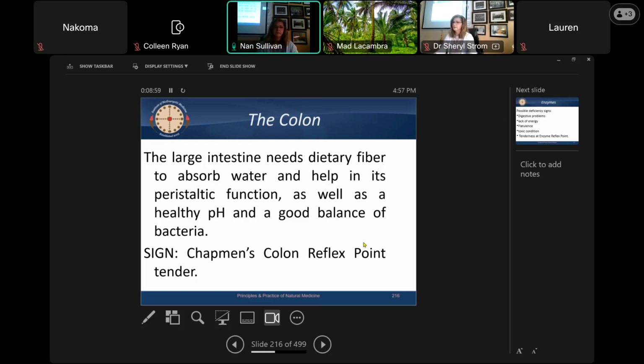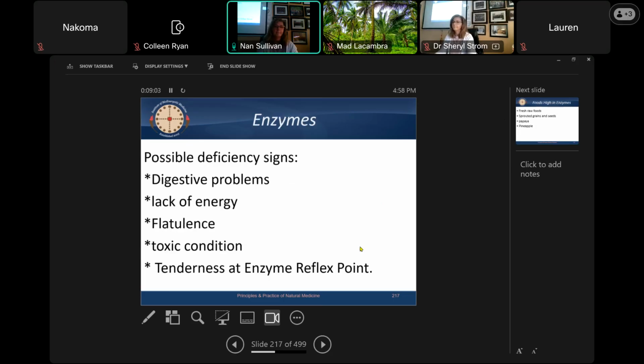Okay, let's see. They could also have enzyme deficiencies, and they could have problems with digestion, lack of energy, flatulence, toxic condition, tenderness at the enzyme reflex point. That's on the left side, underneath the rib cage. Take a look at that Chapman reflex.